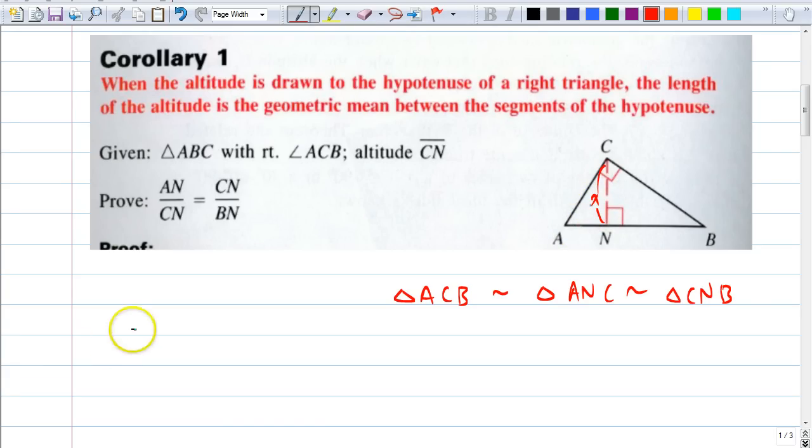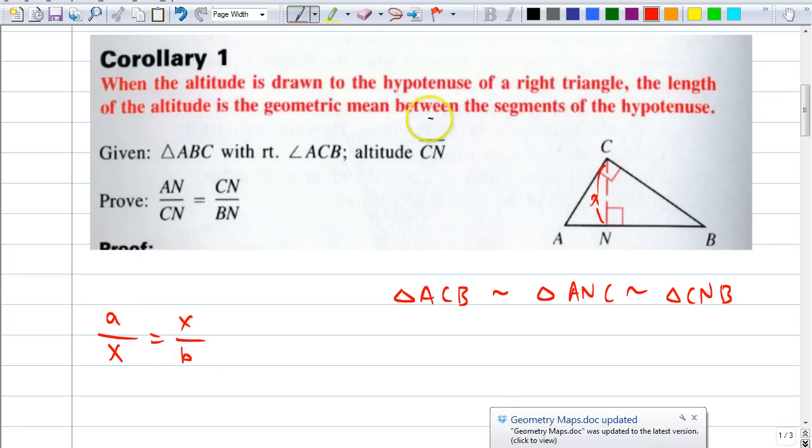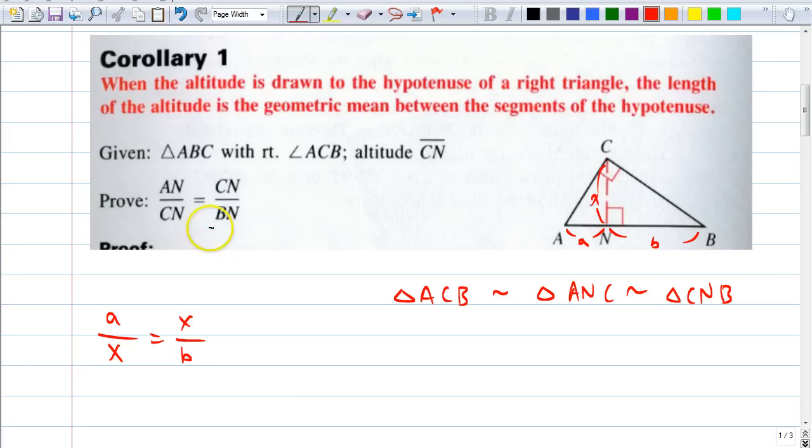So if that's your x, what's your a? Because remember, if x is a geometric mean, we had this proportion: something over x equals x over something, and it was a and b, remember? What is your a in this case? They say x is a geometric mean between the segments of the hypotenuse. Which segments are they talking about? We have the hypotenuse AB. What are the segments of the hypotenuse? Yeah, AN and NB. So AN is your a, and NB is your b. Isn't that what we have here?